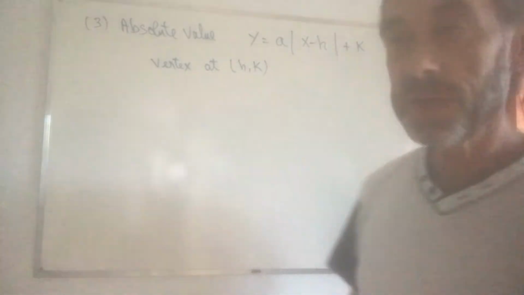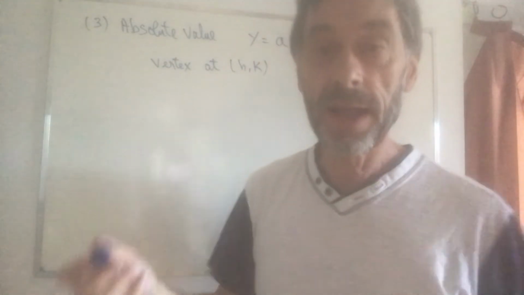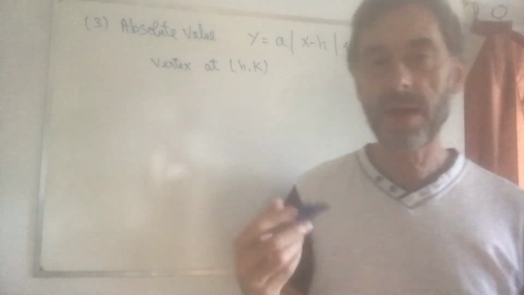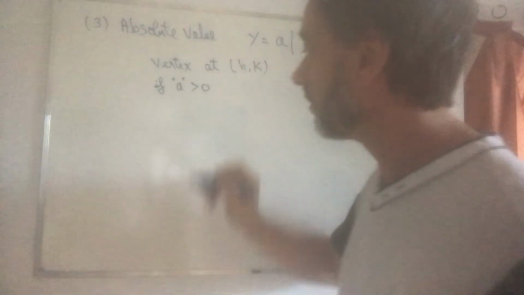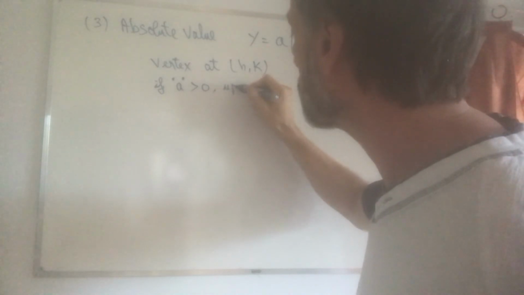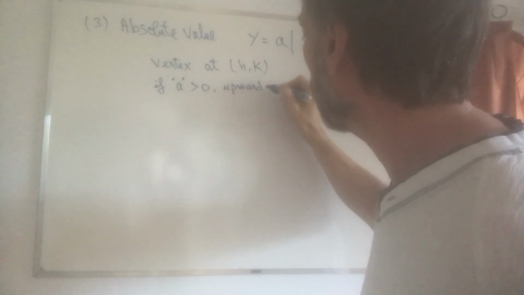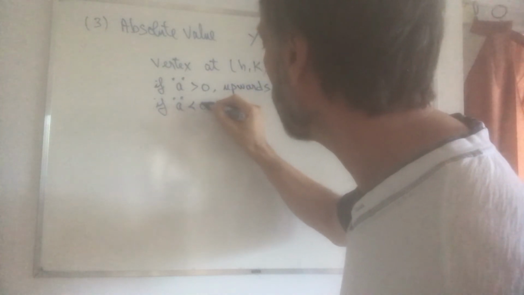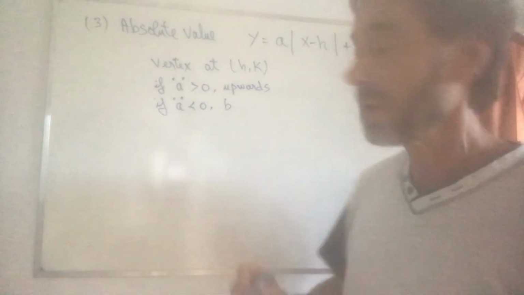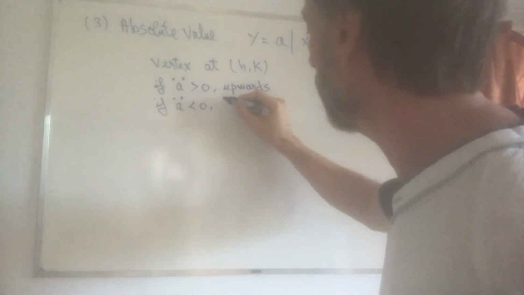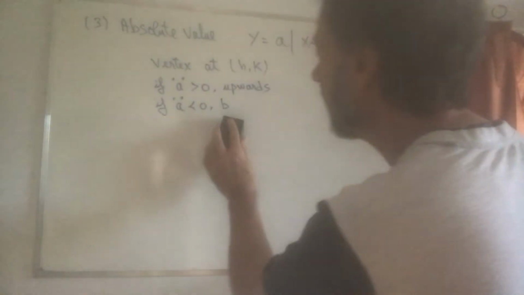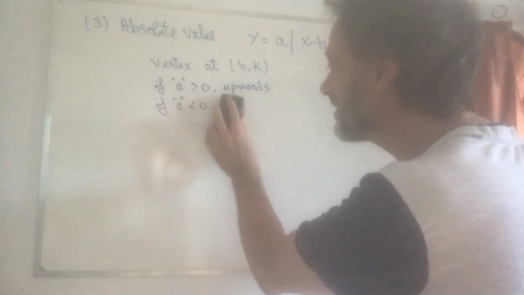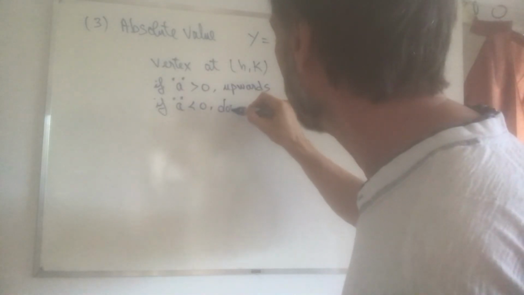A vertex at HK. It also has an A, and again, the same sort of situation with the absolute value happens as in the parabola, right? If A is greater than 0, then upwards, while if A is less than 0, then we're going to get something that is downwards for the absolute value. It's not downwards, it's downwards. Yes, Senga. Downwards.